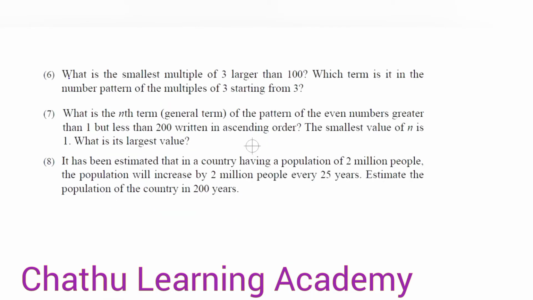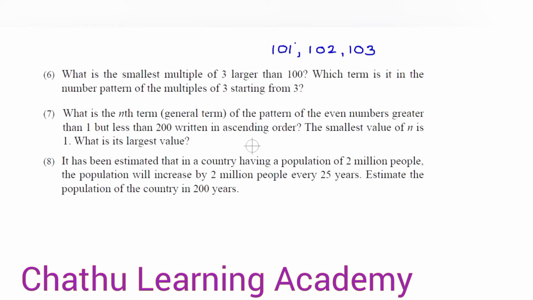Now look at the sixth one. What is the smallest multiple of 3 larger than 100? The value should be larger than 100 and it should be a multiple of 3. If we write the numbers larger than 100: 101, 102, 103, like that. Now here we want to find the multiple of 3, the smallest multiple of 3 larger than 100.